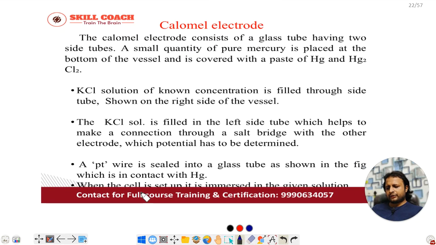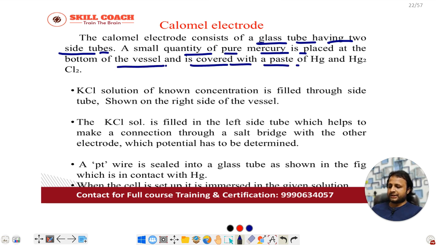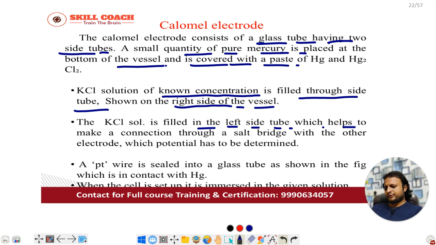Now, what are calomel electrodes? The calomel electrode consists of a glass tube having two side tubes, and a small quantity of pure mercury is placed at the bottom of the vessel and covered with a paste of Hg and Hg2Cl2. KCl solution of known concentration is filled through the side tube on the right side of the vessel. The KCl solution is filled in the left side tube, which helps to make the connection through a salt bridge, and that is very important to maintain the concentration of the salt bridge, and the other electrode, whose potential has to be determined.